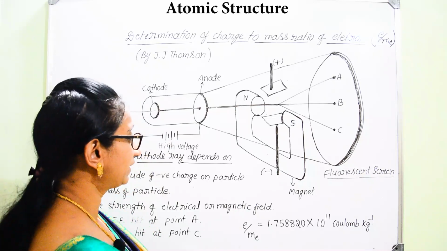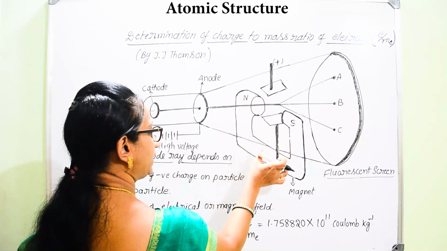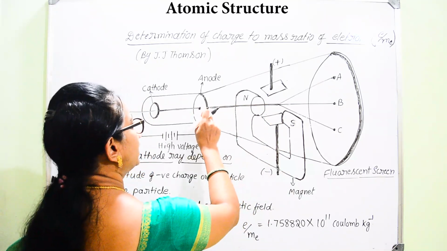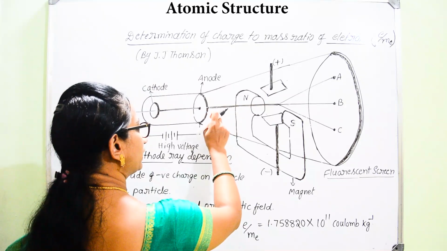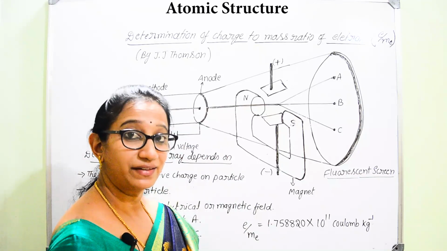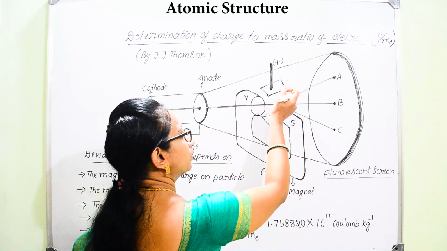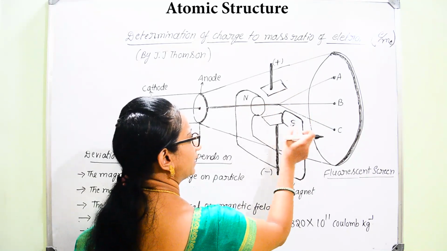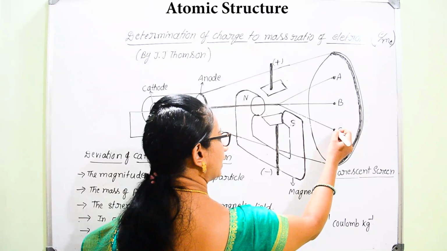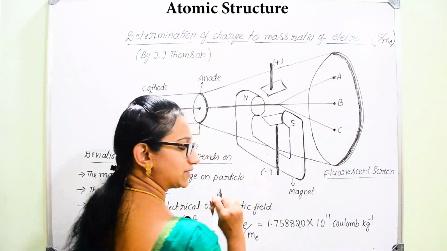Now let us consider the absence of the electric field, in the presence of only the magnetic field. He identified that the cathode rays, which otherwise move in a straight line, are deflected in the presence of the magnetic field exactly in the opposite direction to that of the electric field. In the presence of only the magnetic field, he found the glow at exactly point C.